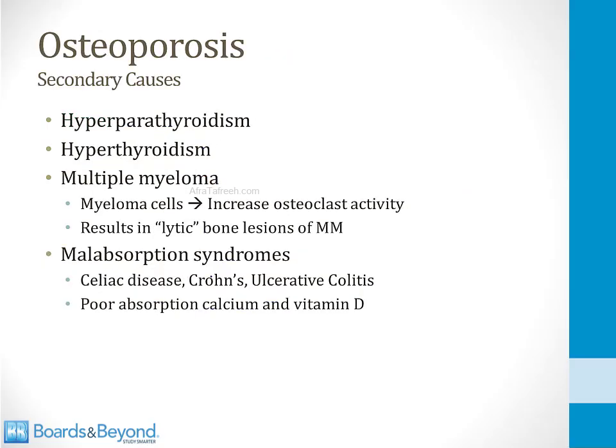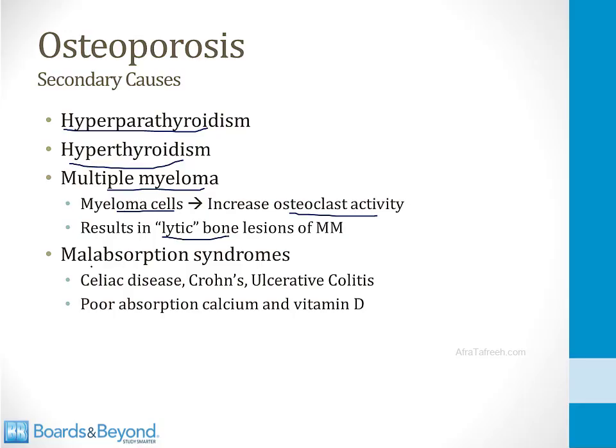There are also a number of diseases associated with osteoporosis. So hyperparathyroidism can break down your bones and lead to osteoporosis. Hyperthyroidism, as I just discussed, leads to osteoporosis. Multiple myeloma leads to osteoporosis because the myeloma cells increase osteoclast activity, and this is what results in the classic punched out or lytic bone lesions of multiple myeloma.